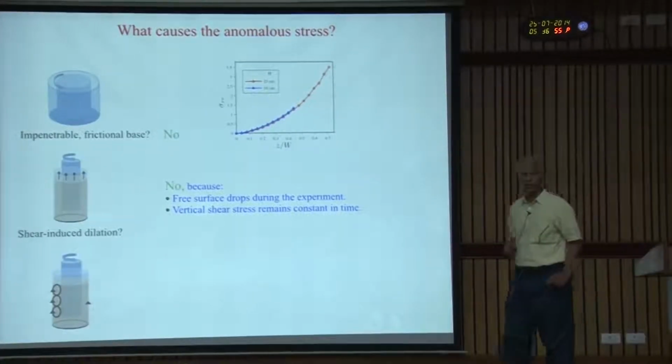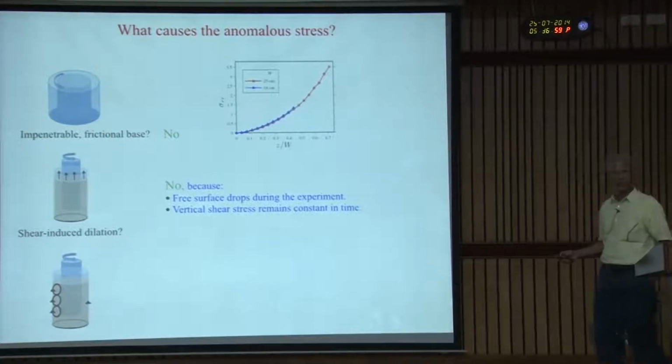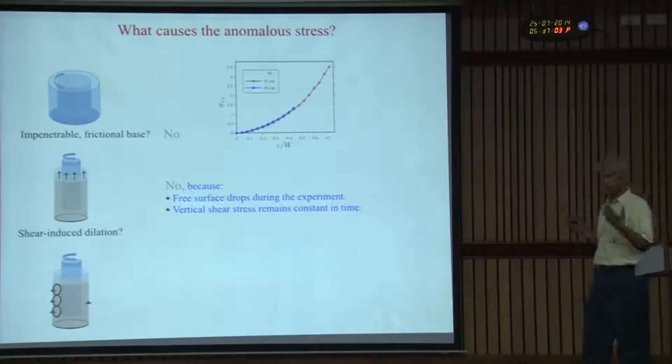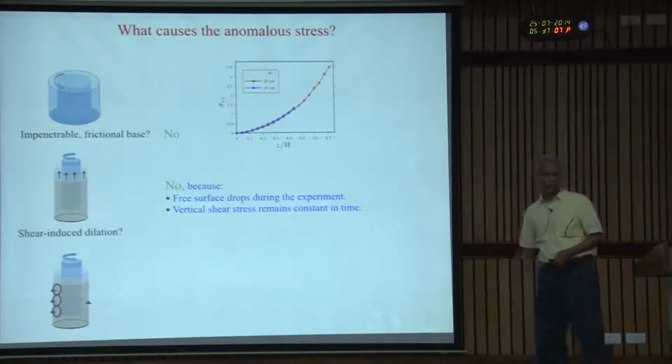So then here comes the Taylor-Couette problem. Could this anomaly be because of Taylor-Couette vortices? So is there a secondary flow? Are the particles just spinning around, or are they doing something more complicated?